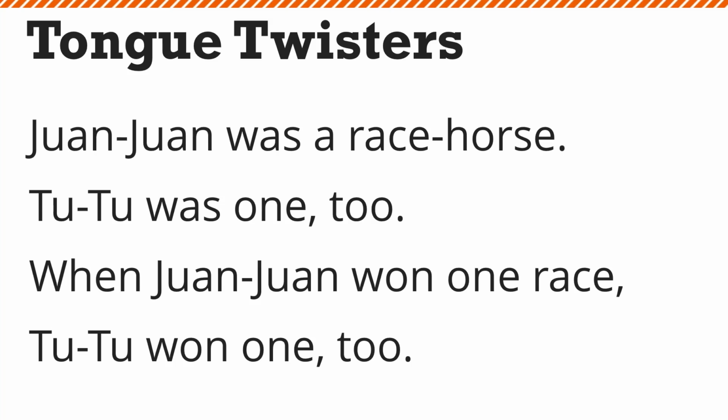So this one is for those wah wah kind of words. So 1-1 was a racehorse. 2-2 was 1-2. When 1-1 won one race, 2-2 won 1-2. So always starting off slow, one word at a time, and then slowly speed it up until you can clearly speak it at conversational speed. 1-1 was a racehorse. 2-2 was 1-2. When 1-1 won one race, 2-2 won 1-2.